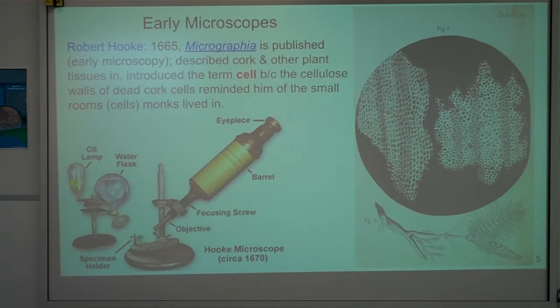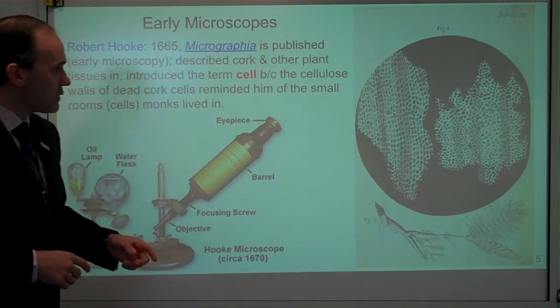Okay. Right. There's an early microscope. You don't need to know about Hooke. He's one of the pioneers of microscopy. That's a picture from his book. He introduced the term cell into the vernacular. That's one of the important things he did. He introduced the term cell because the walls of dead cork cells reminded him of small rooms that monks lived in. And so this idea of cells, which is our next unit of work, is from Hooke.